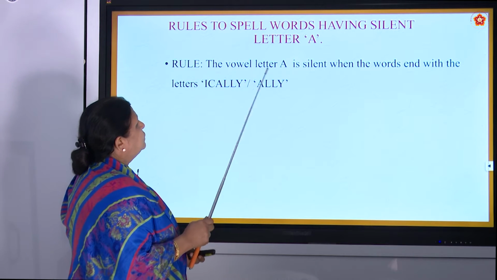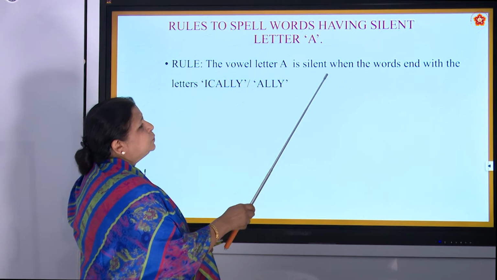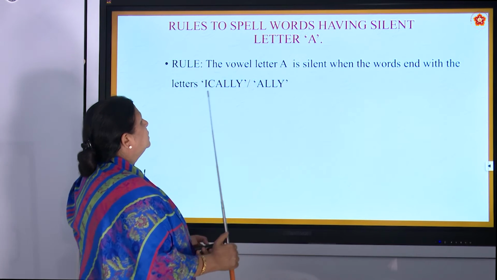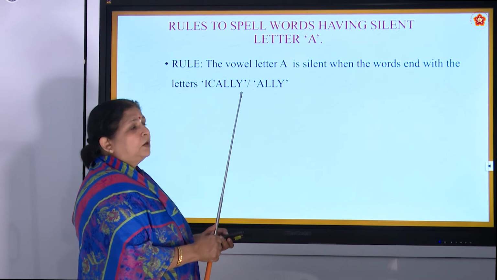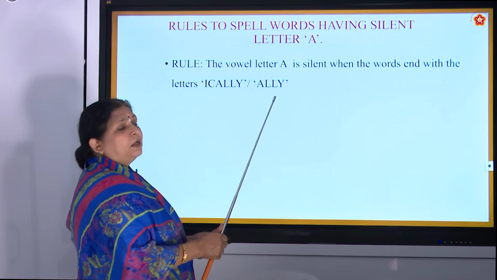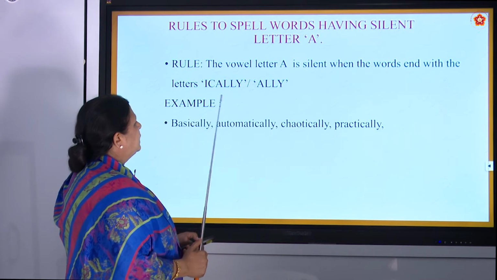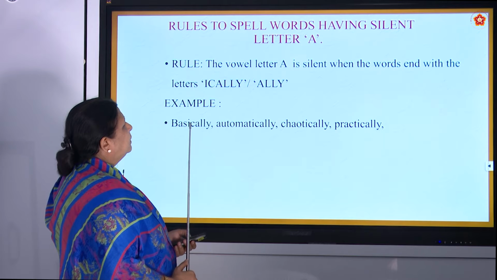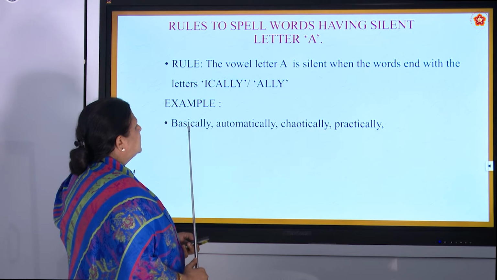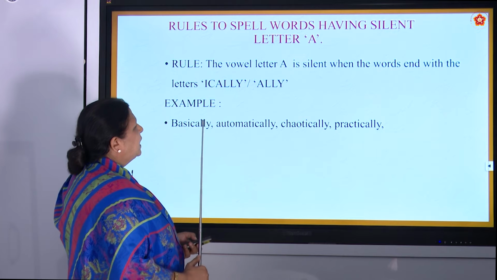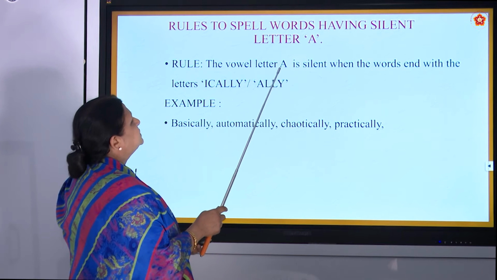Now let us see the rules. The vowel letter A is silent when the words end with letters I, C, A, L, L, Y. Okay. Or A, L, L, Y. Now let us see what are the words. Example, basically, B, A, S, I, C, A, L, L, Y, basically. Okay. So A is silent over here.